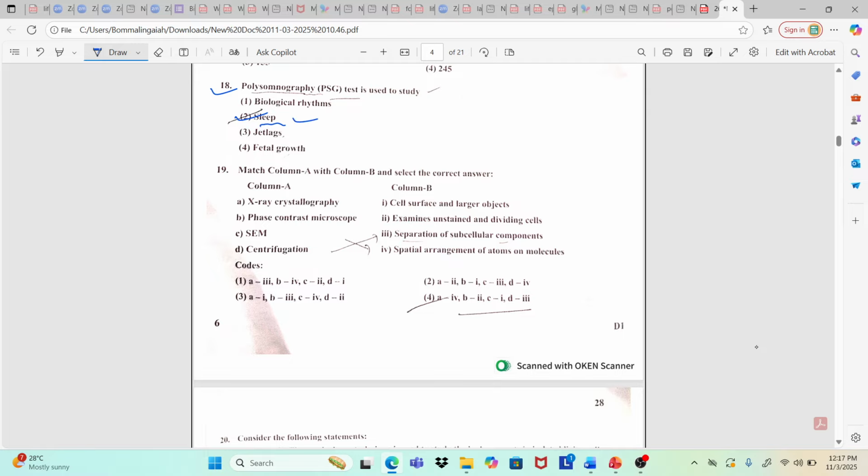Next, question number 19. Match column A with column B and select the correct answer. In column A, X-ray crystallography, phase contrast microscope, SEM, and centrifugation are given. Commonly, we use centrifugation for separation of subcellular components. Here you have to match one, and then try to guess the other options. That means option number 4 is the correct answer. Okay, next question.